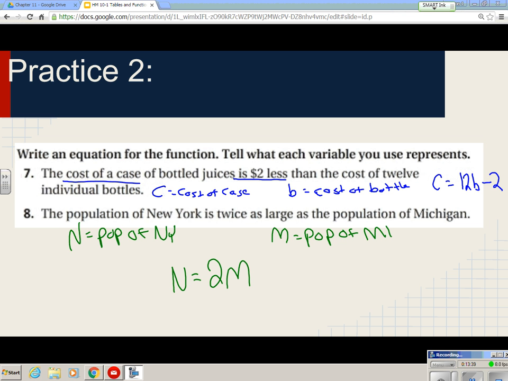And for number 8, here's the answer I have. It says the population of New York is twice as large as the population of Michigan. So basically, we have to multiply Michigan by 2, because that's twice. I used N for New York as my variable and M for Michigan. So 2 times Michigan equals New York, or 2M equals N, or N equals 2M. Those are the answers you should have had there.